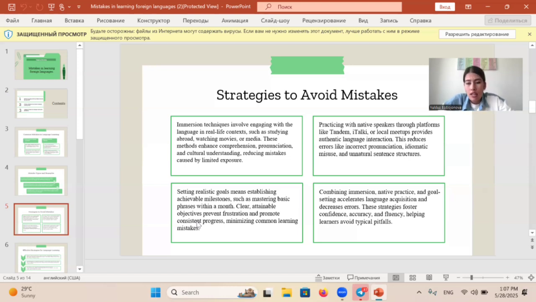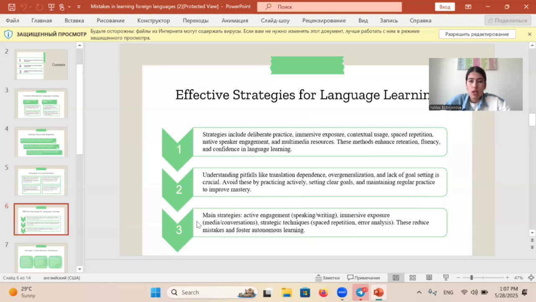And combining immersion, native practice, and goal setting accelerates language acquisition and decreases errors. These strategies foster confidence, accuracy, and fluency, helping learners avoid typical pitfalls. So, effective strategies for language learning. Effective strategies should include deliberate practice, immersive exposure, contextual usage, spaced repetition, native speaker engagement, and multimedia resources. These methods enhance retention, fluency, and confidence in language learning.